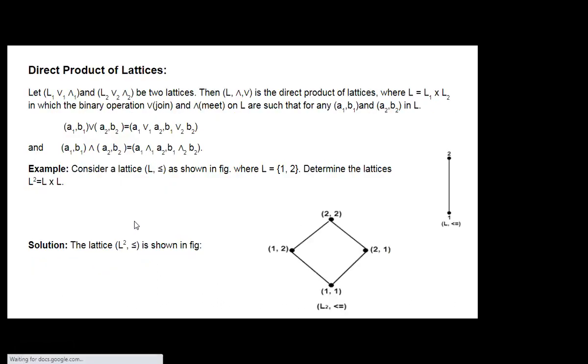Now here, how will the direct product of lattices be taken? We'll see that. Let L1 with operations OR1 and AND1, and L2 with operations OR2 and AND2, be two lattices. Then L with its operations is the direct product of lattices, where L is equal to L1 cross L2.